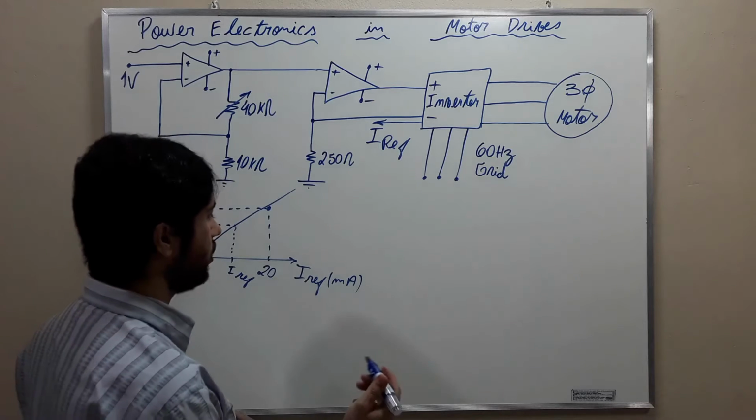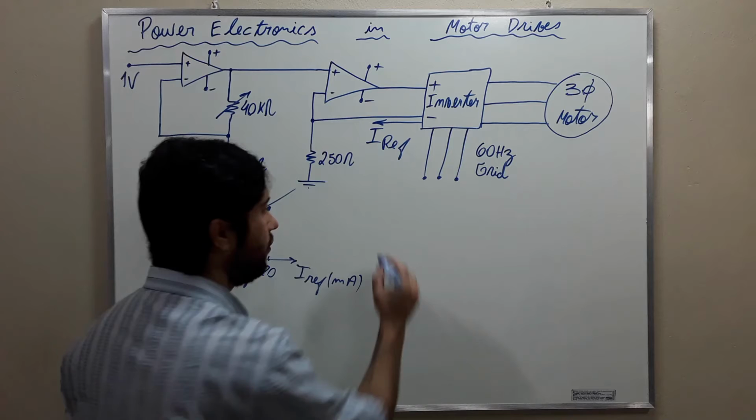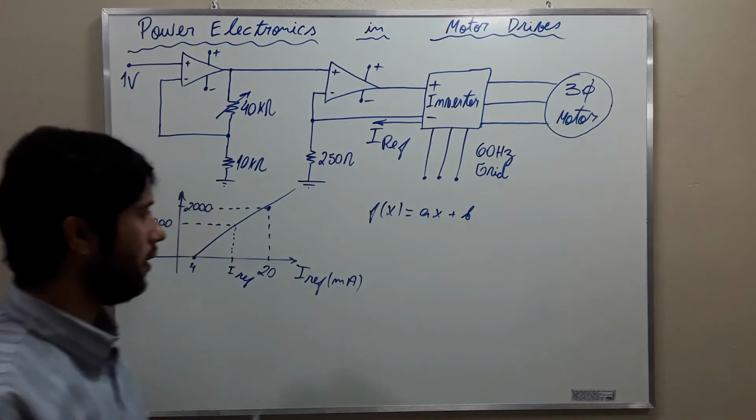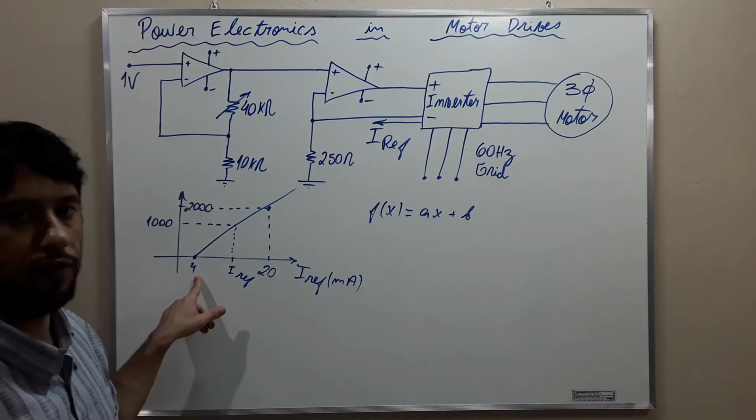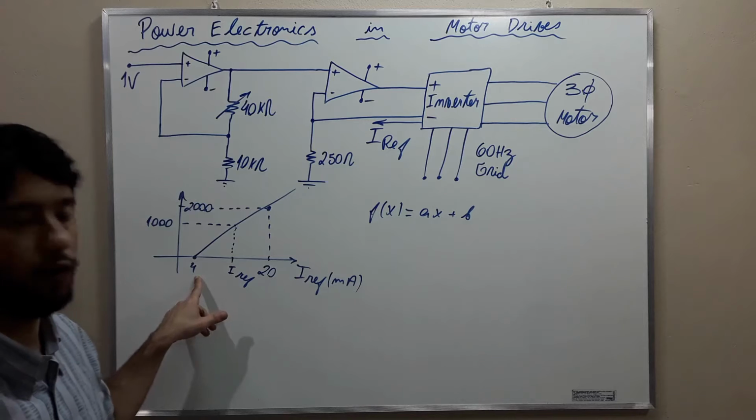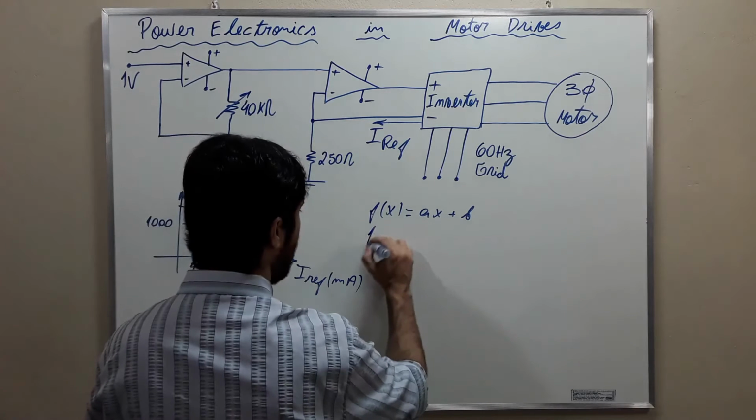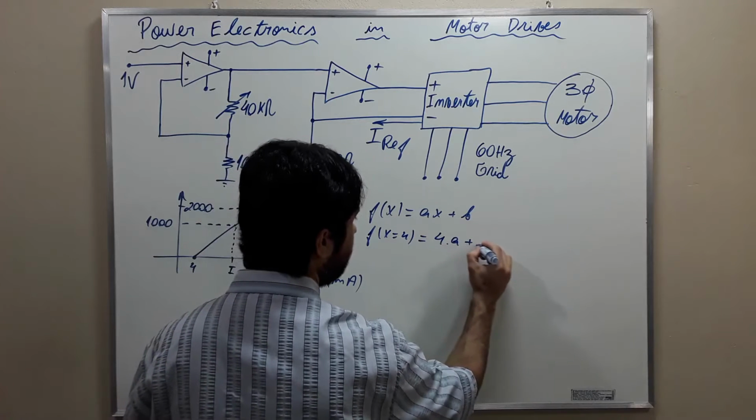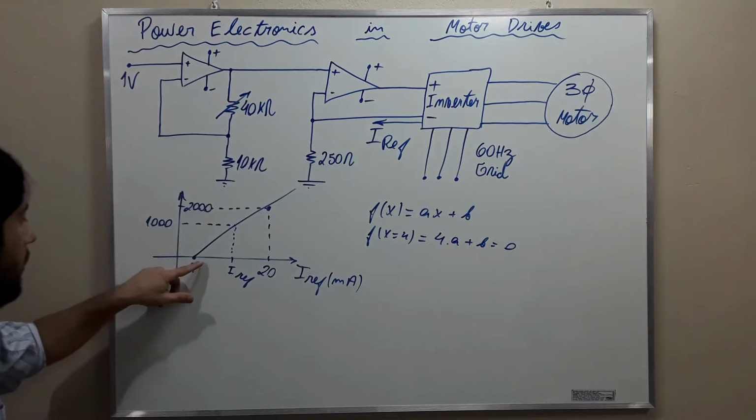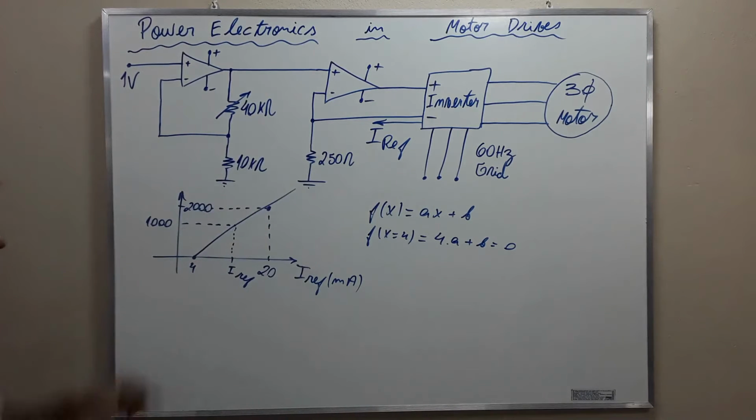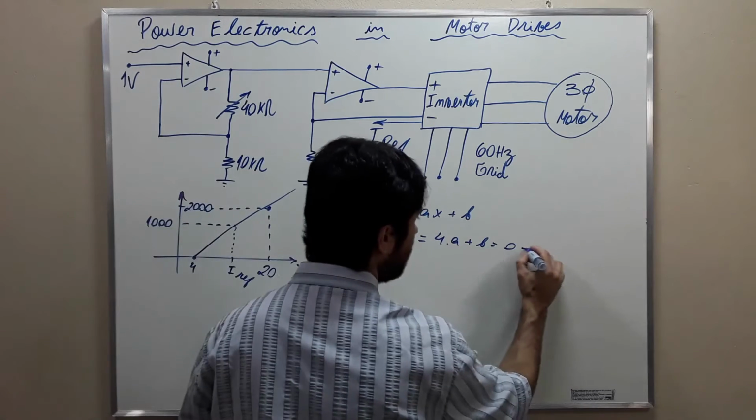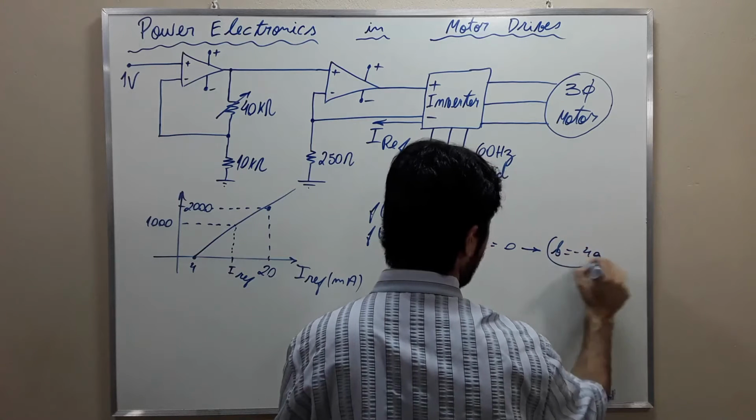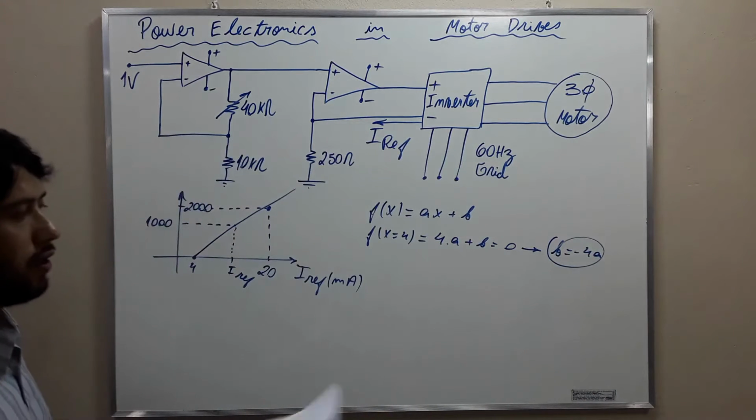First of all, we are going to see that for a linear function, f(x) = a times x + b. Our first point is the current equal to 4. So f(4) is going to be equal to 4 times a plus b equal to 0, because here the velocity is equal to 0. Then we find that b is equal to negative 4 times a.